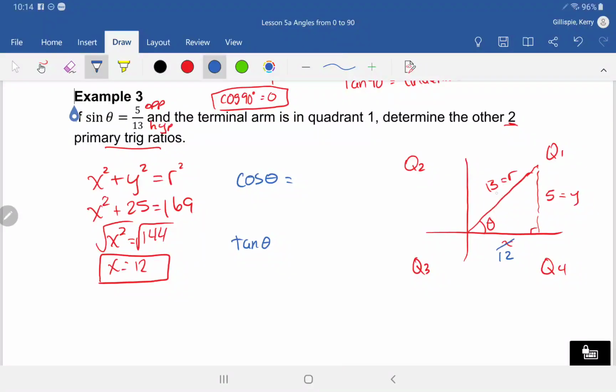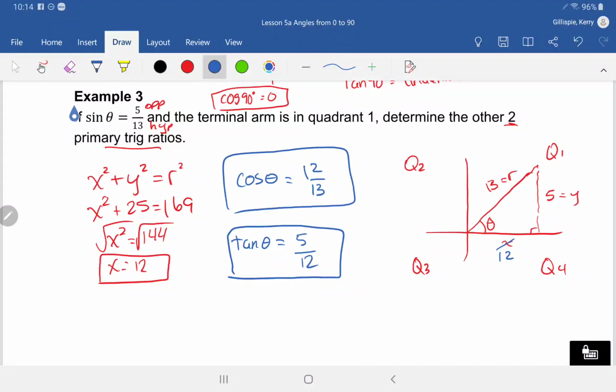So sine was y over r. Cos is x over r, so 12/13. And tan is y over x, so 5/12. That's what the question's asking. When it says determine the other two primary trig ratios, it's asking for cos and tan because they already gave you sine. So there's the 3 ratios done.